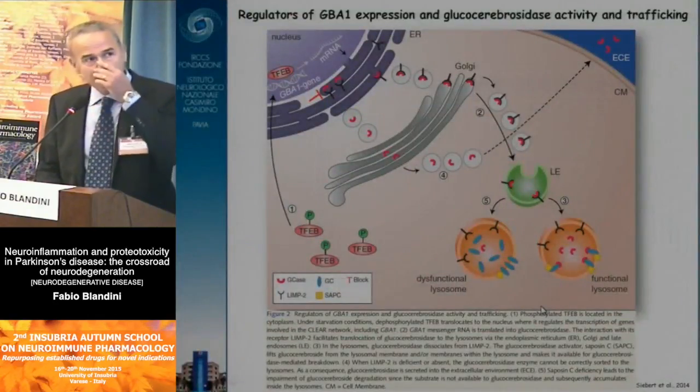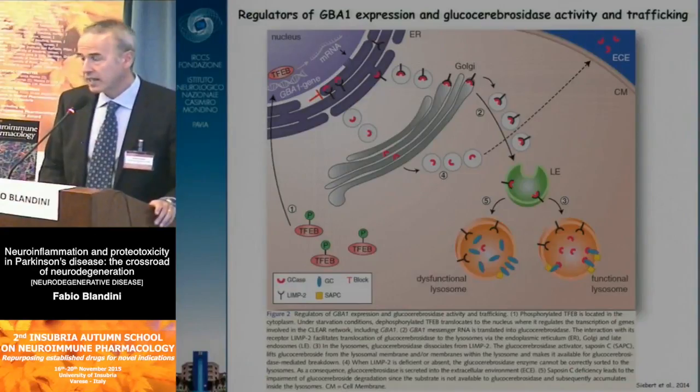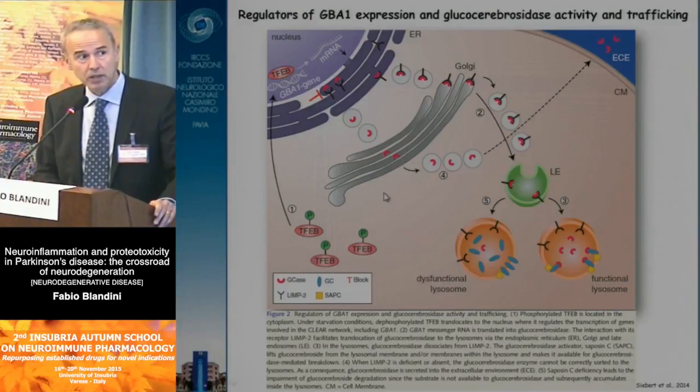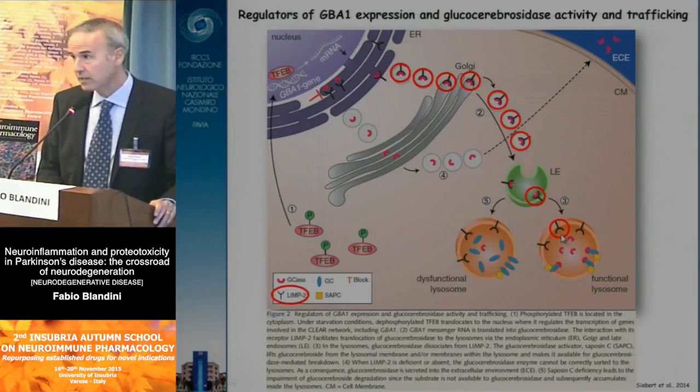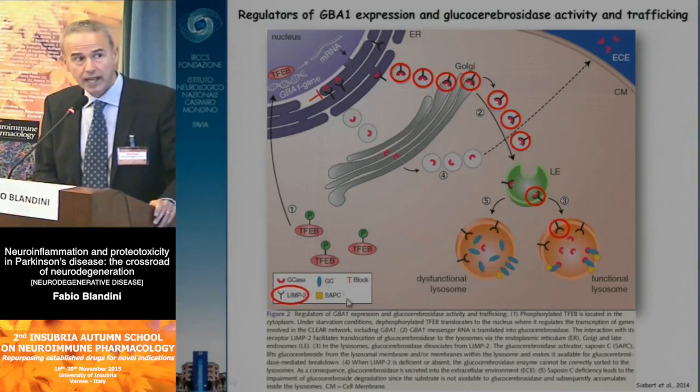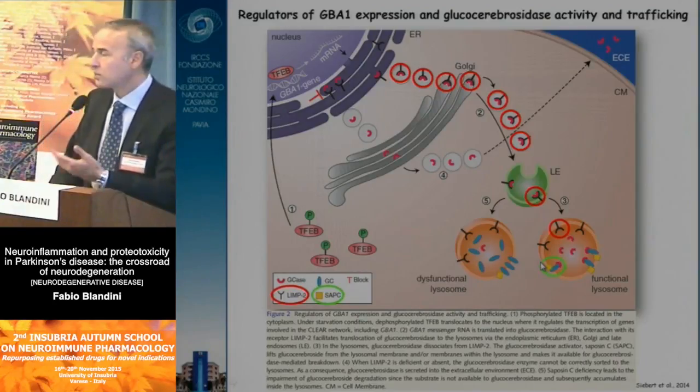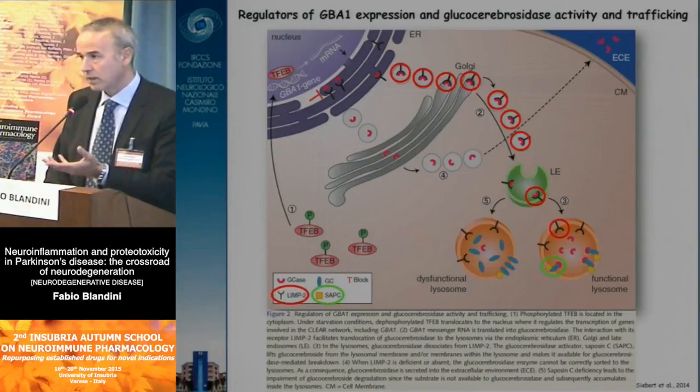Then we studied other factors that are involved in the functioning of GCase. Two in particular. LIMP2 is a receptor which basically binds GCase and transfers GCase from the endoplasmic reticulum right into the lysosome where GCase is supposed to act. And then Saposin C, which is a cofactor that basically increases the interaction of GCase with its substrate, so glucosylceramide.